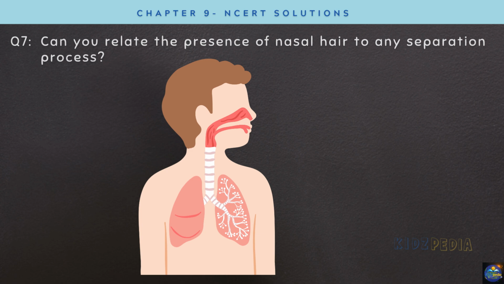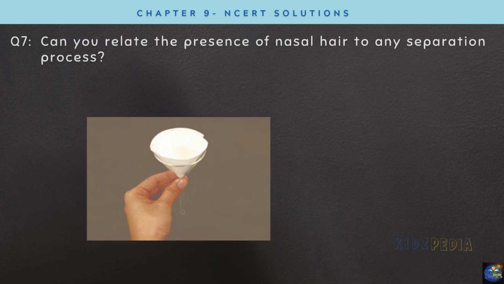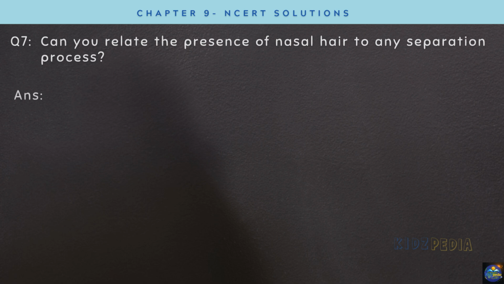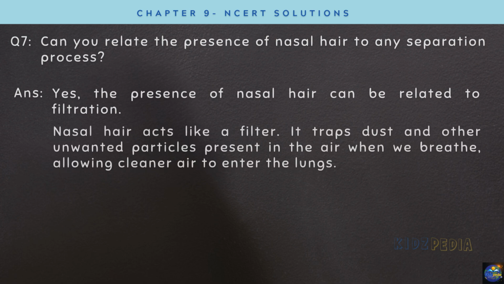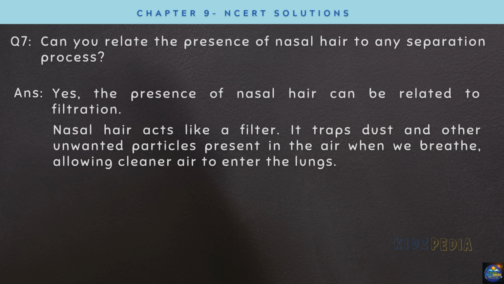It traps these unwanted particles and prevents them from entering the lungs. This is similar to the filtration process, where a filter allows the fluid or air to pass through it but stops the solid particles. So you can write the answer as yes. The presence of nasal hair can be related to filtration. Nasal hair acts like a filter. It traps dust and other unwanted particles present in the air when we breathe, allowing cleaner air to enter the lungs.